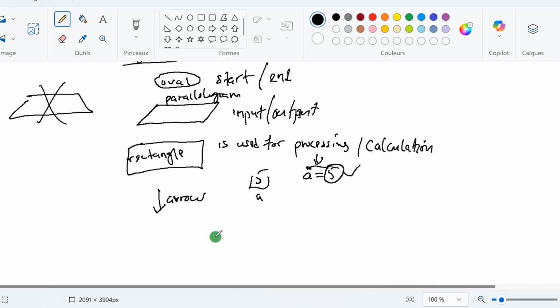So the role of the arrow here is just to connect flowchart symbols. When you are using this symbol, generally they are not just idle like that. No, you need to connect them, and we are connecting them using this arrow. So that's the role of the arrow.